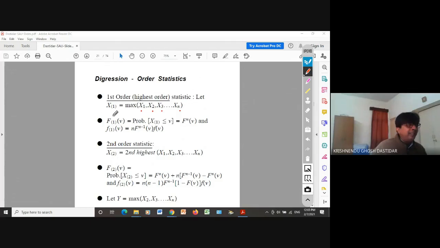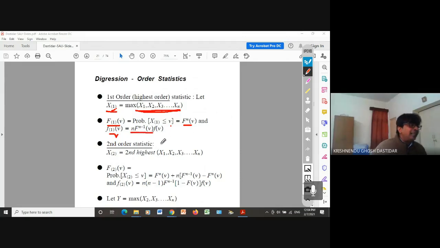Now think of a derived random variable, x subscript (1) within brackets. This is the highest among the values. Now this is a derived random variable. Let the distribution function of this be F1(v) and the density function f1. One can show that the probability that the highest among all values is less than or equal to a pre-specified value v is F to the power n. The reason is that things are identically and independently distributed. And the density function of this highest order statistic would be small f1(v), which is this.